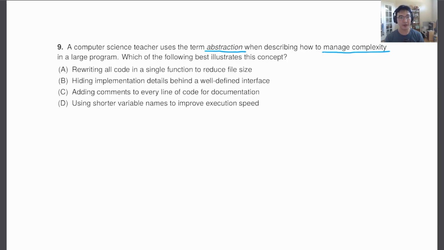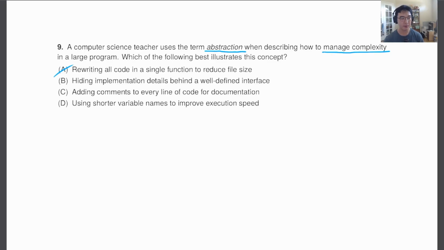Well, that would actually be quite harder to maintain the program if you had to combine all separate functions into a single function. True, it might reduce file size negligibly, but it would make it massively more difficult to maintain your code, and it would be harder to manage complexity in a larger program. So definitely not A.